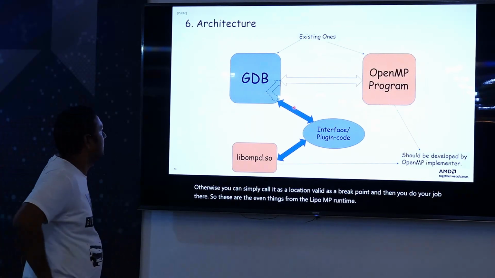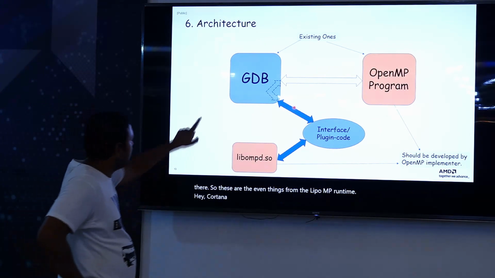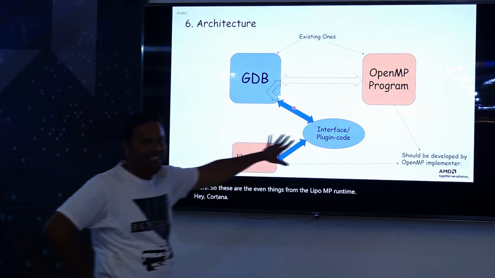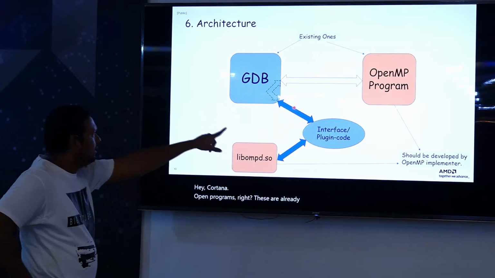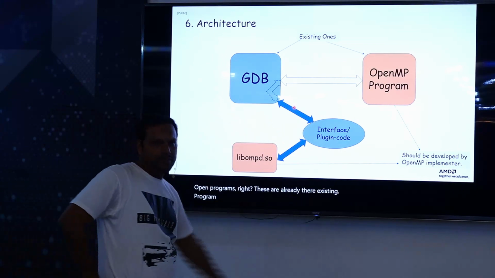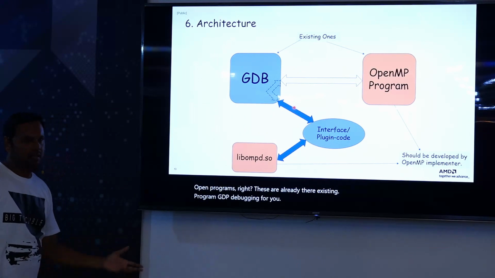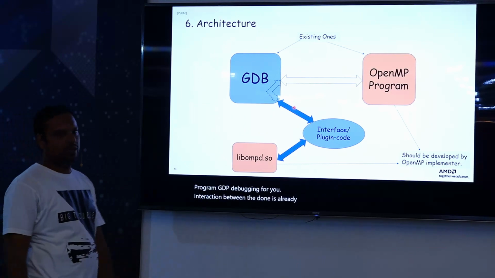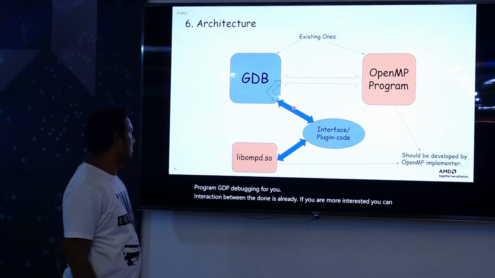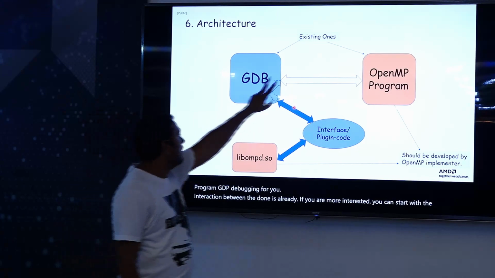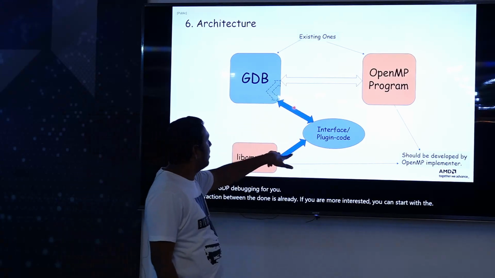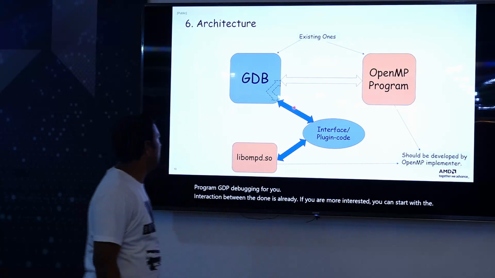And yeah, the architecture. As you see, GDB and the OpenMP program are already existing. You consider any program, GDB debugs it for you. The interaction between them is already there. If you are more interested, you can start with ptrace on that. These two are existing ones, and these two are what we added near the LLVM.